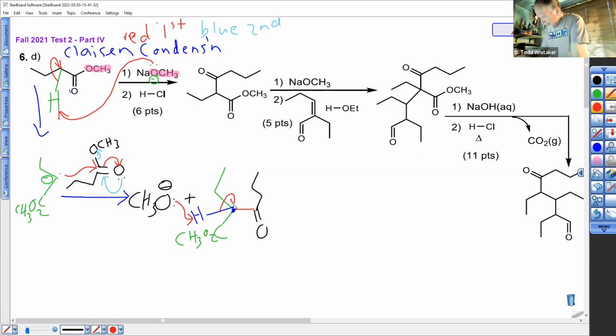Acid base must be obeyed. And you're going to generate the intermediate, which is the conjugate base of that product. There you go.